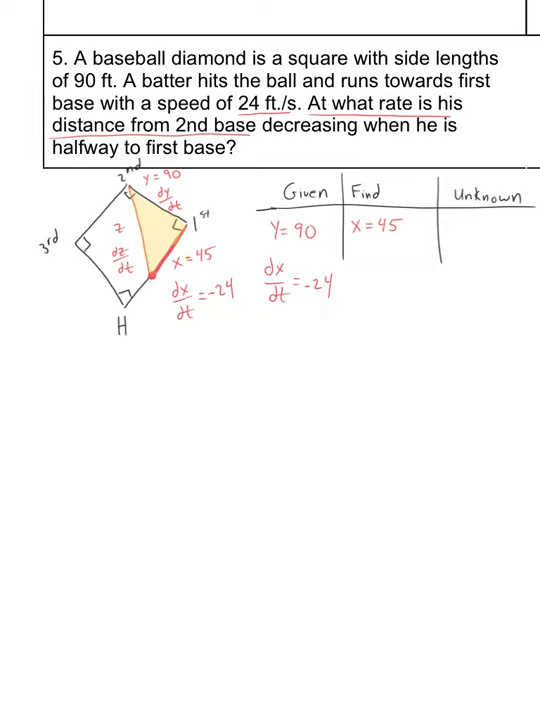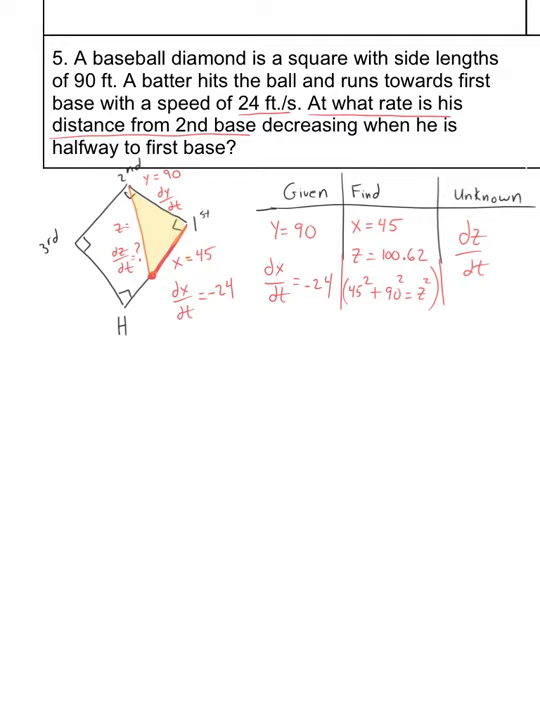All right, what else? We can find z using Pythagorean's theorem. We can take 45 squared plus 90 squared and find z squared. So just use Pythagorean's theorem. 45 squared plus 90 squared will give you z squared. When I did that, I got 100.62. And the question is asking us, what is dz dt? What is this rate right there? So that is our unknown.